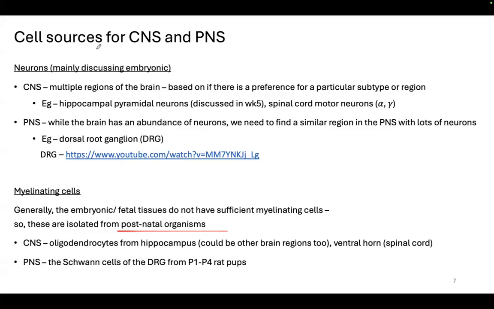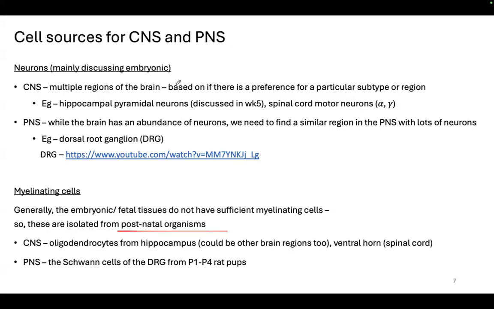So for neurons, we'll mostly be talking about embryonic neurons, so you're extracting them from the embryo. And for the myelinating cells, you're extracting them from the postnatal organisms. Now in both of these cases, you can have neurons from the CNS, and you can have neurons from the peripheral nervous system. For the CNS, you could take any part of the brain, any part of the spinal cord, depending on what you need.